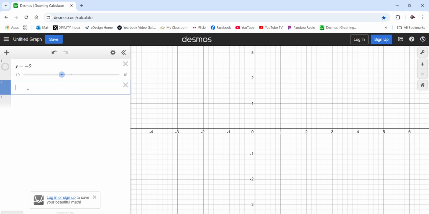Let's do another one. Let's put x equals something. X equals. I'm going to put a number in there. I put a small number in there, but what is that going to look like? It's a vertical line. So give me a number, like -3. There you go. See, there's x equals -3. All right. Everybody with me on that?